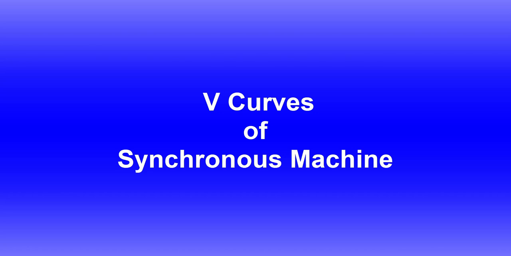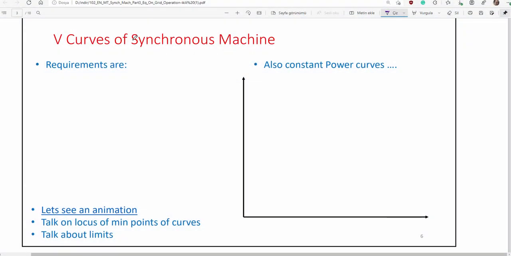V curves of synchronous machine. V curves can be drawn for motor operation and also for generator operation. These curves are also called constant power curves.